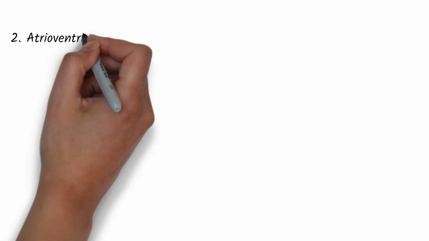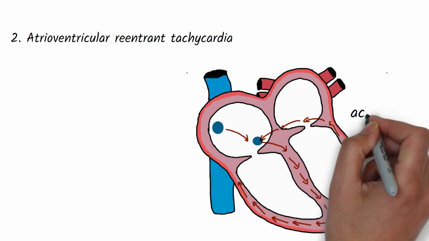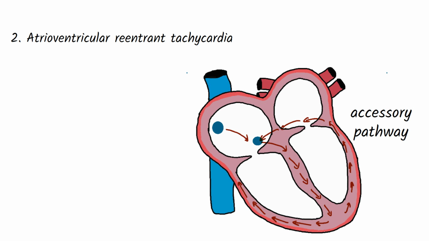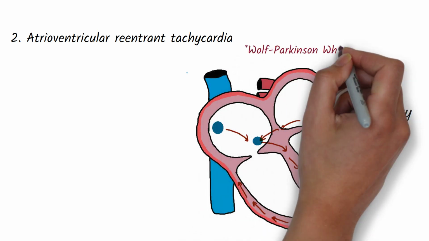The second type is atrioventricular reentrant tachycardia. Atrioventricular reentrant tachycardia is when there is an accessory pathway. So the signals pass back to the atria via a pathway between the atria and the ventricles. This is the most common type of supraventricular tachycardia. Having an accessory pathway is called Wolff-Parkinson-White syndrome.